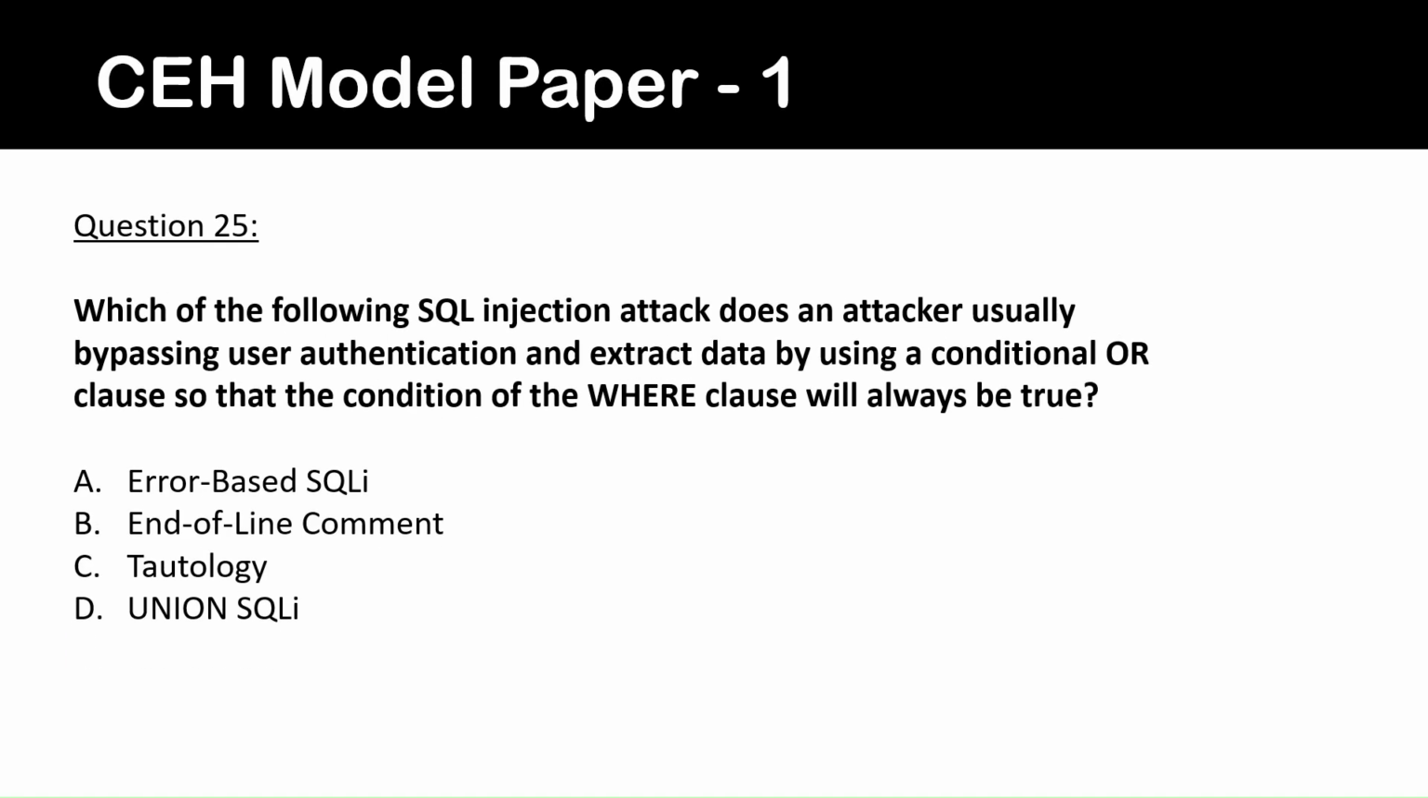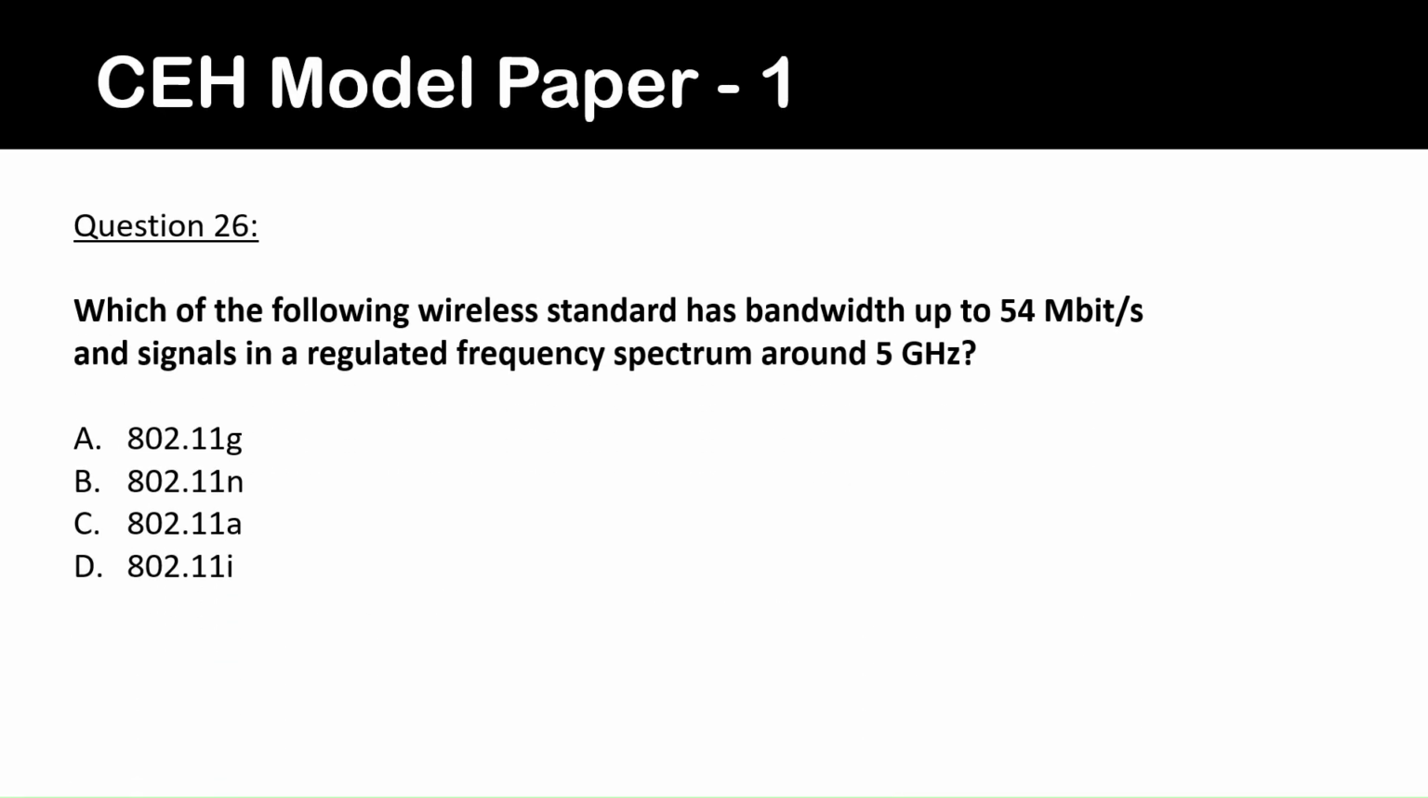Question 25. Which of the following SQL injection attacks does an attacker usually use to bypass user authentication and extract data by using a conditional or clause, so that the condition of the where clause will always be true? The options are A. Error-based SQL, B. End-of-line comment, C. Tautology, D. Union SQL. The answer is C. Tautology.